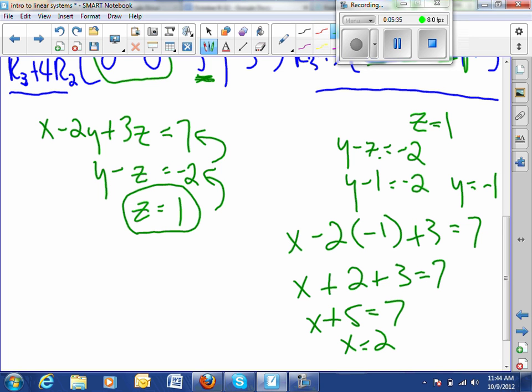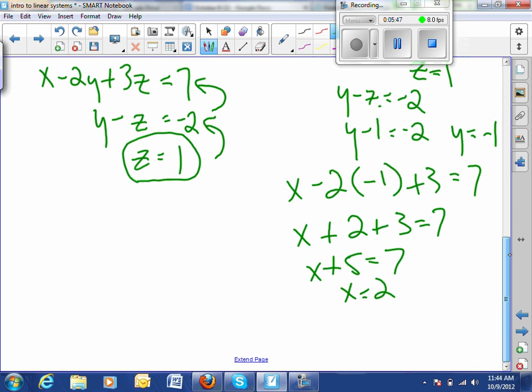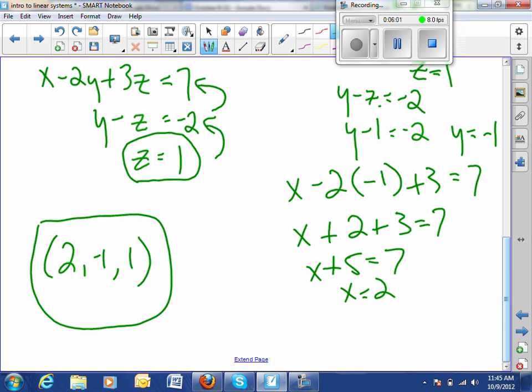So I've now solved this system using the method of elimination, or sometimes called linear combinations. We're using row operations. And I'm just going to list the solution as an ordered triple. So x equals 2, y equals negative 1, and z equals 1. So we list the solution like this: 2, negative 1, 1.